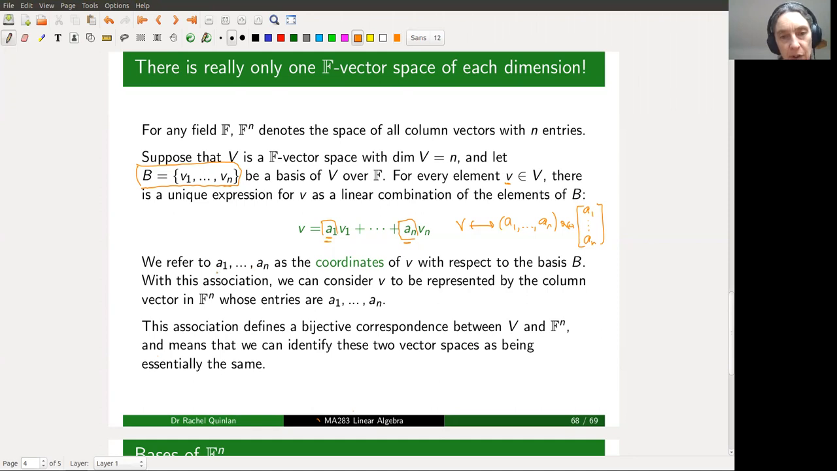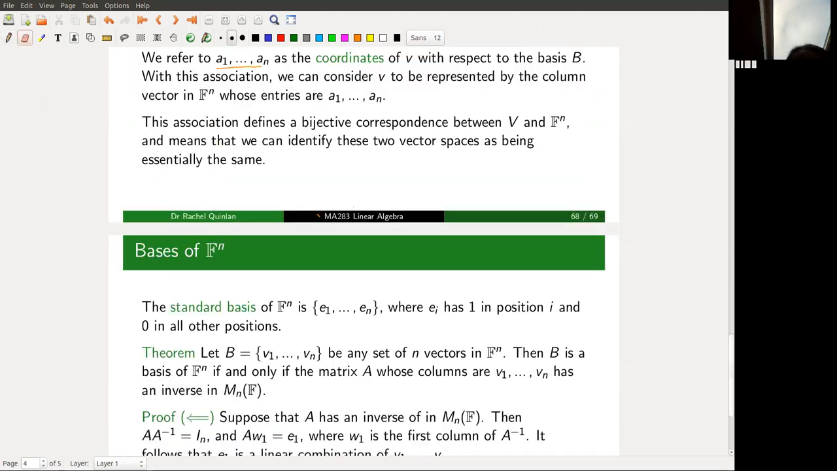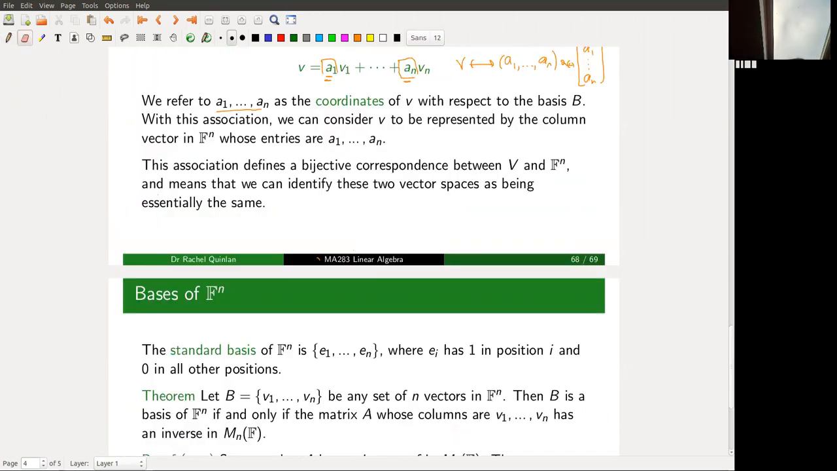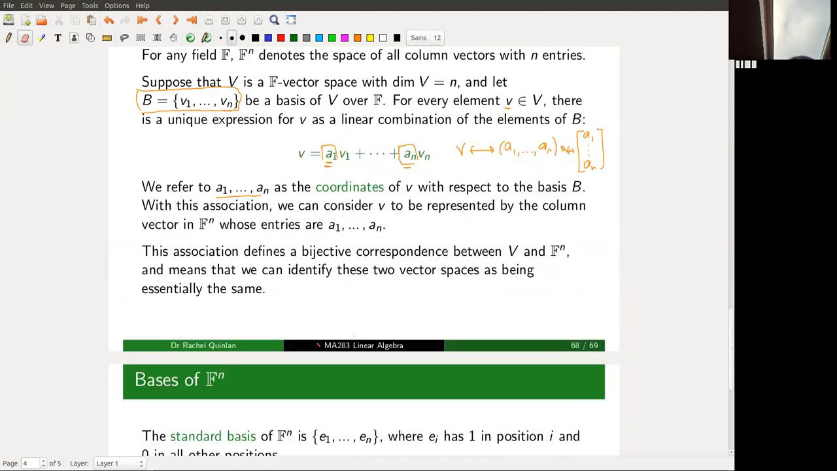So we can refer to A1 to AN as the coordinates of V with respect to this basis. And with this association, we can consider V to be represented by the column vector whose entries are A1 through AN. Sorry, that's a bit illegible. I'll just tidy it up a bit. So we're saying that the vector V basically corresponds to that column vector.